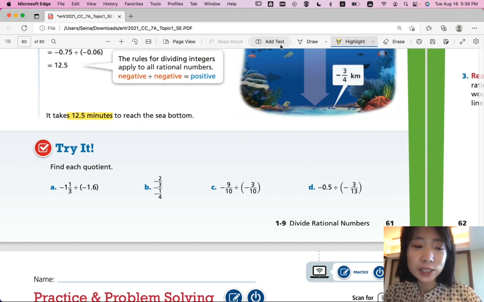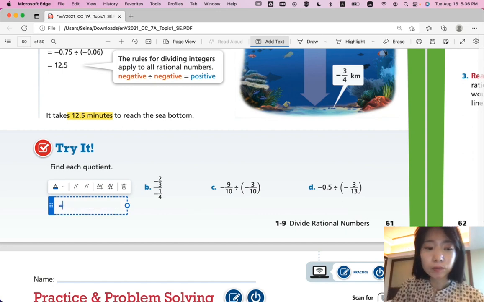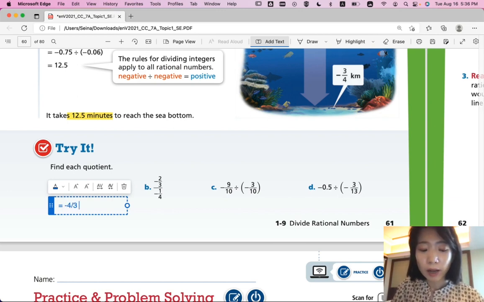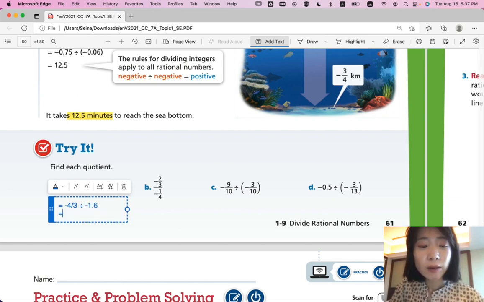Okay, are you ready to check answers? Part A, you will change the mixed number. Let me write the steps for part A. The mixed number into a fraction: negative 4/3 divided by negative 1.6. And you can change that fraction into a decimal. Actually, because that's a repeated decimal, let's change the decimal into a fraction. Divided by negative 16/10, or 8/5.